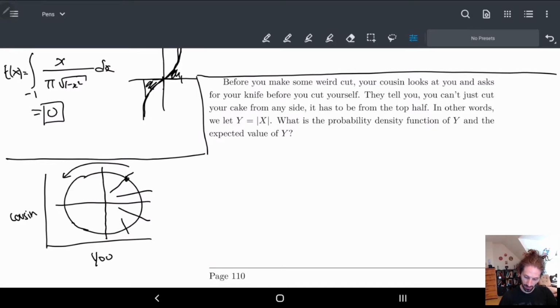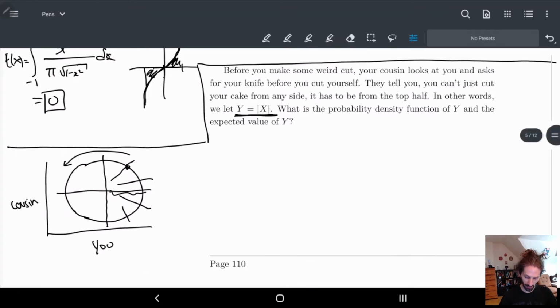So in other words, what we're saying is we're going to let y be the absolute value of x. Right? We're looking at when we have x being positive. And we're going to solve the same thing, but from a positive standpoint. So let's kind of look at this.